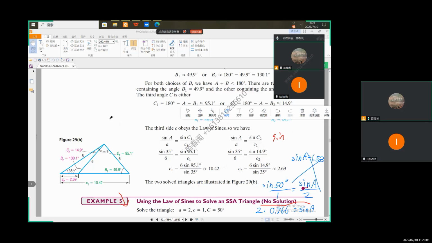For example, normally we draw a 50-degree angle, and let's say you draw this side 2, and you draw another side 1. You see, this one is 1. If you have 1 here, there's no way you ever intersect with this. So there's no triangle that can be drawn in this. Okay, that's this one, no solution.